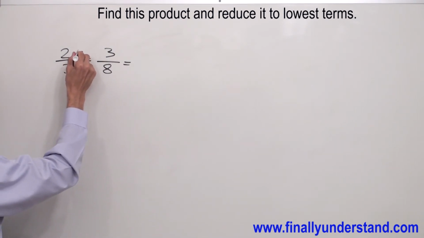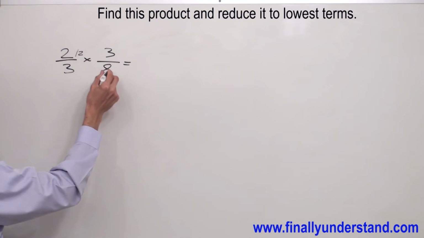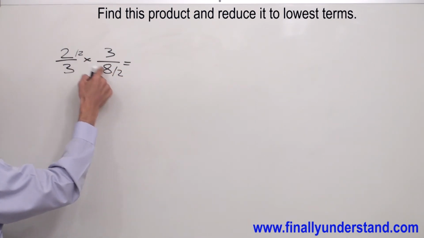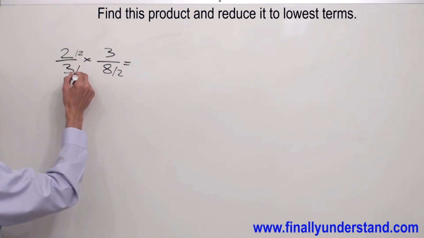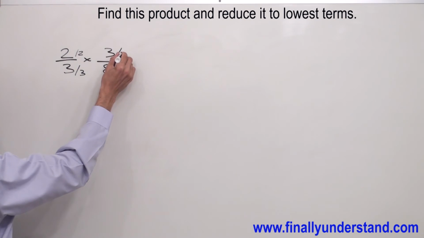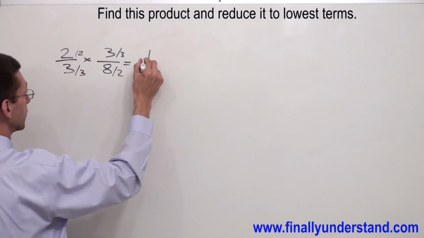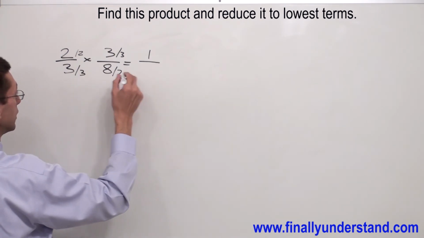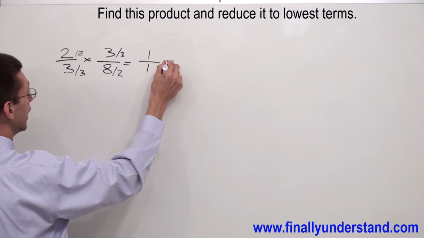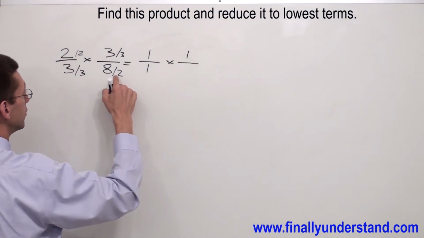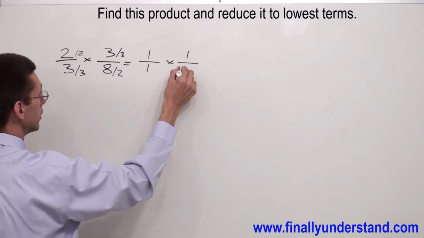So I'm going to divide this numerator by 2, this denominator by 2, always by the same number, and this denominator I can divide by 3, and this one also by 3. 2 divided by 2 gives me 1. 3 divided by 3 gives me 1. Times 3 divided by 3 is 1, and 8 divided by 2 gives me 4.